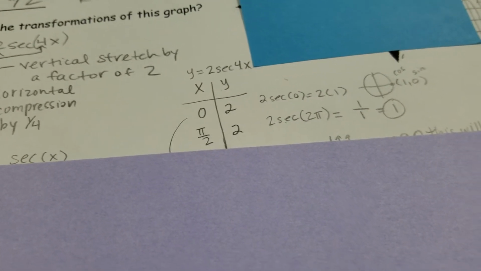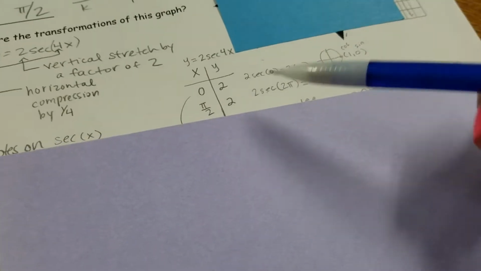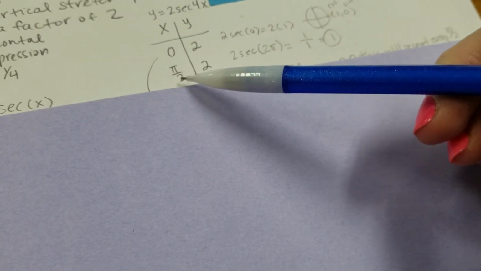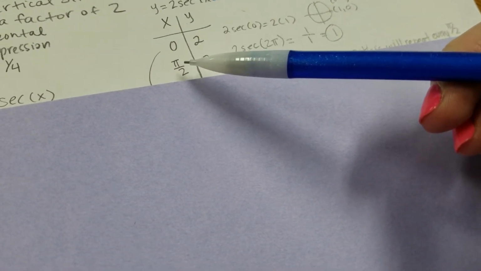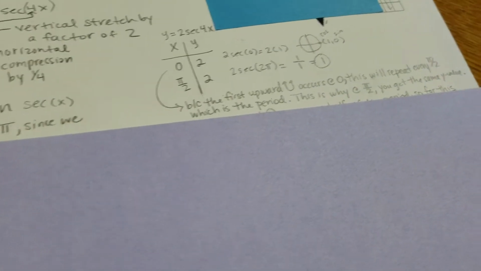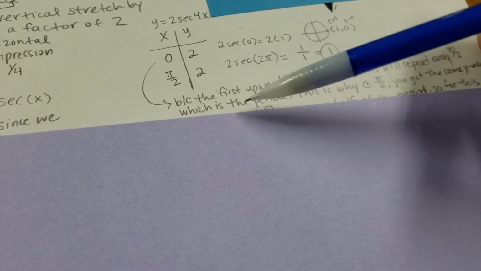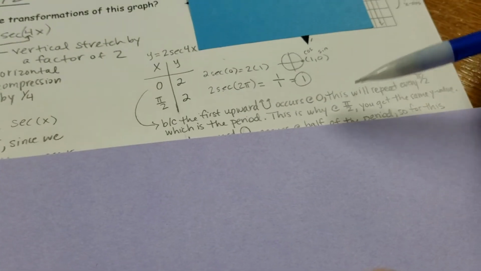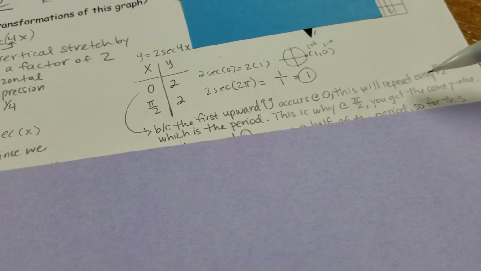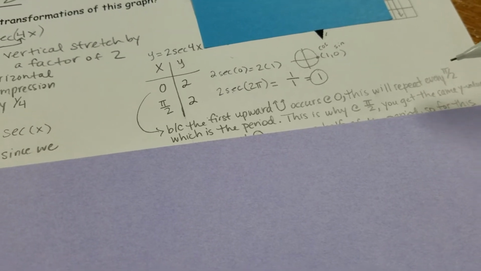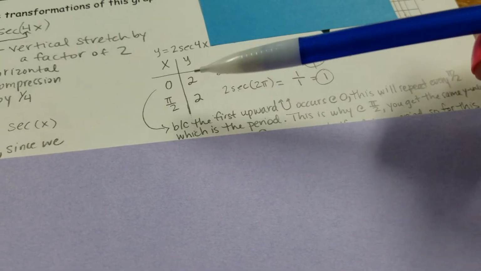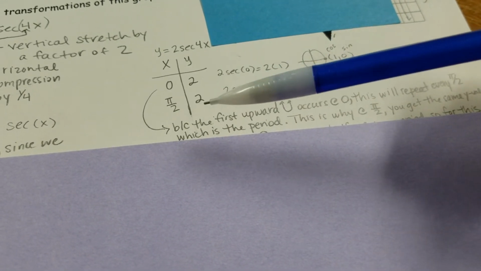We're talking about the table and how we got 0 first, and then I said pi over 2 is another good value, because, let's talk about it. Your first upward parabola is going to occur at 0. This is going to repeat every pi over 2 because this is the period. So at 0 you're at 2, at pi over 2 you're at 2.